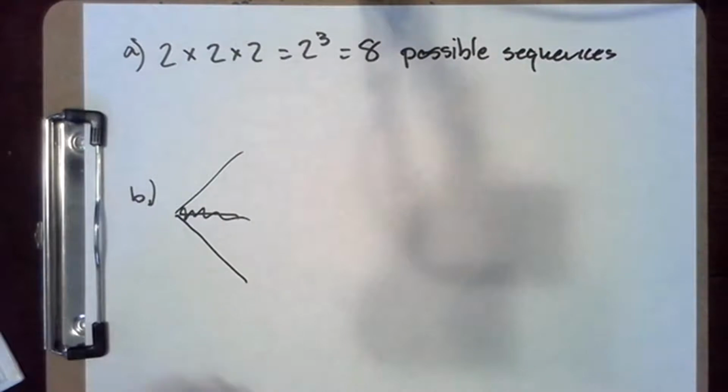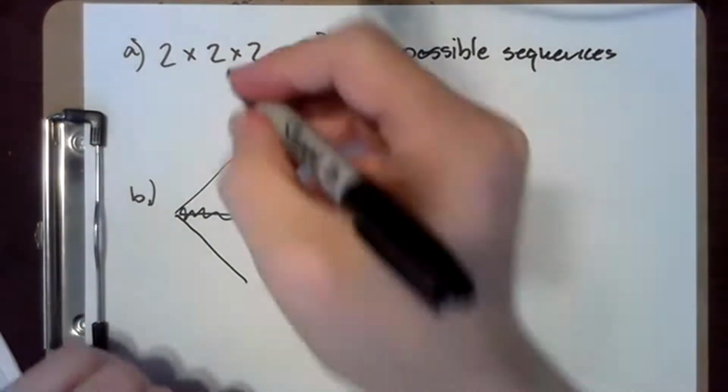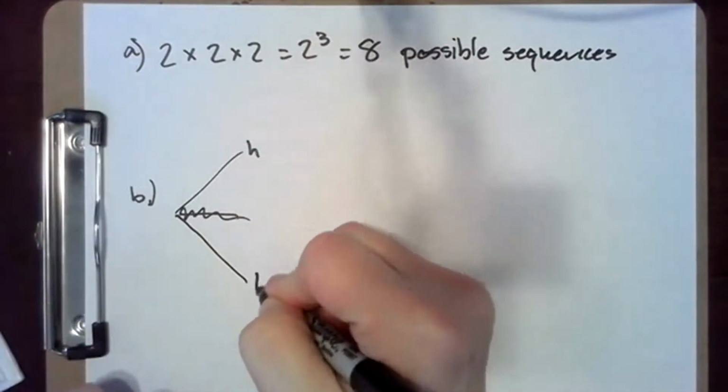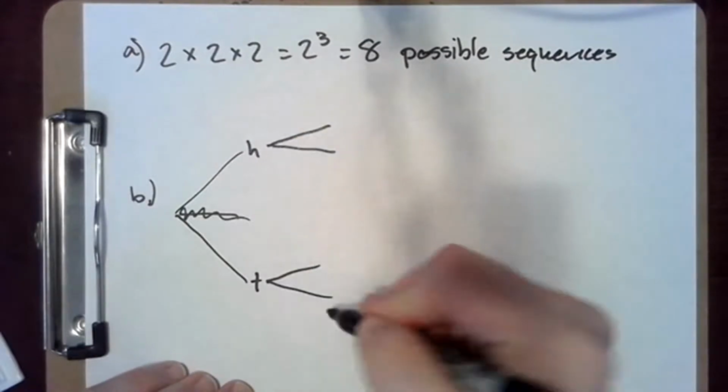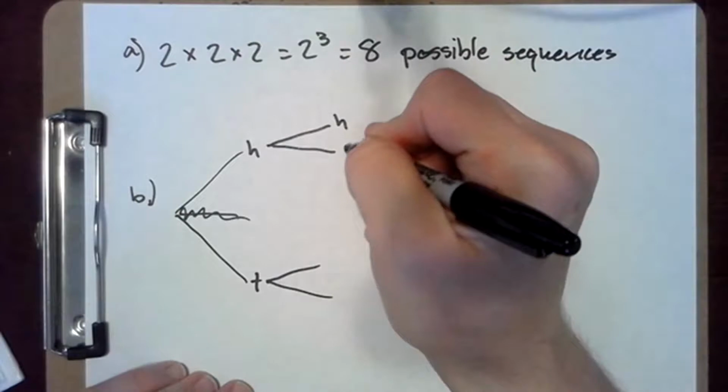And I'm doing this wrong. We only need 2 branches. We can either have heads or tails. And we have heads or tails each time we do this.